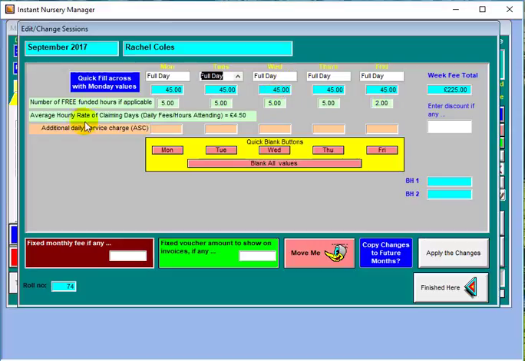You'll see also that the system has calculated your hourly rate for you, based on those days where the child is claiming the funding. We've also given you boxes here because we've been asked for this by lots of nurseries so that you can add an additional daily service charge. So for example, £2.